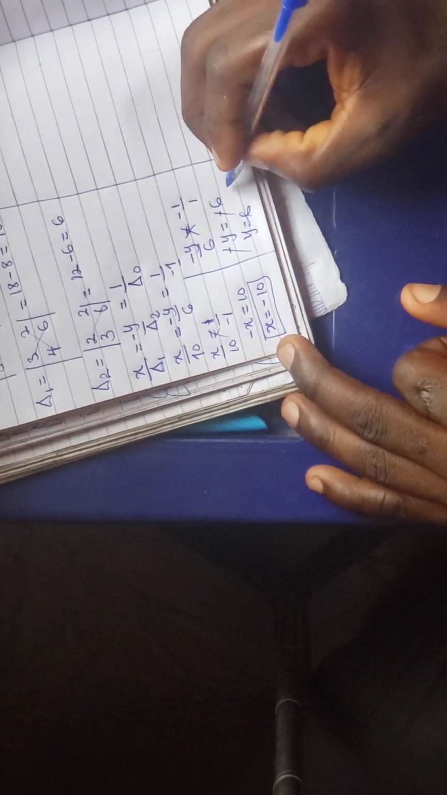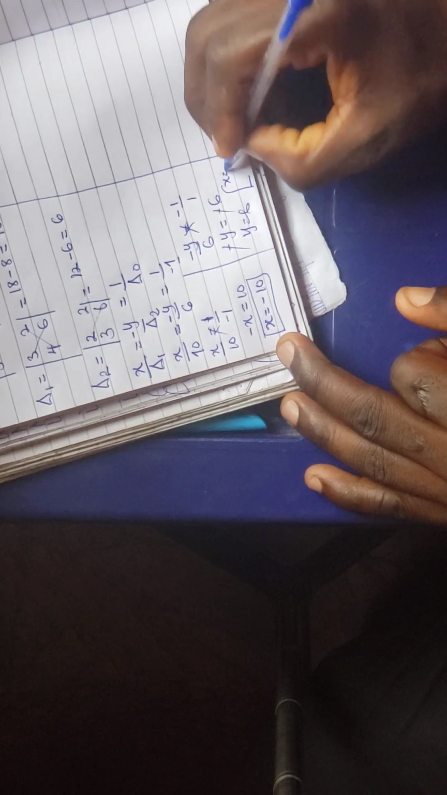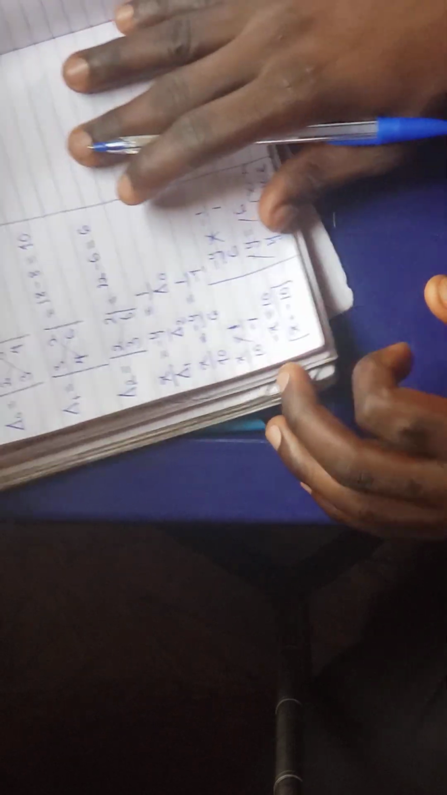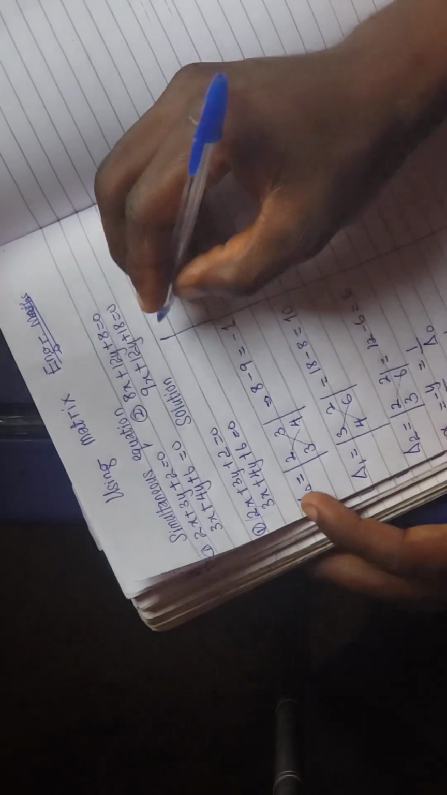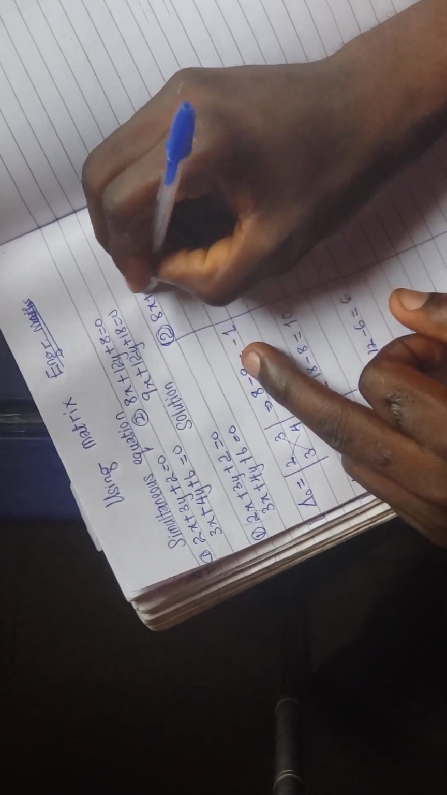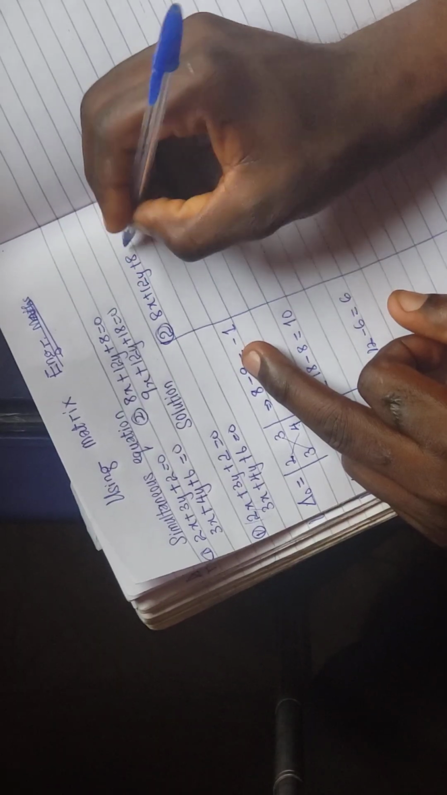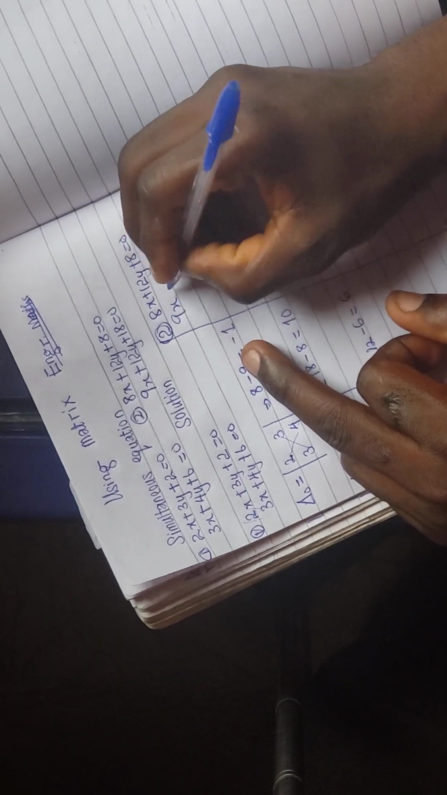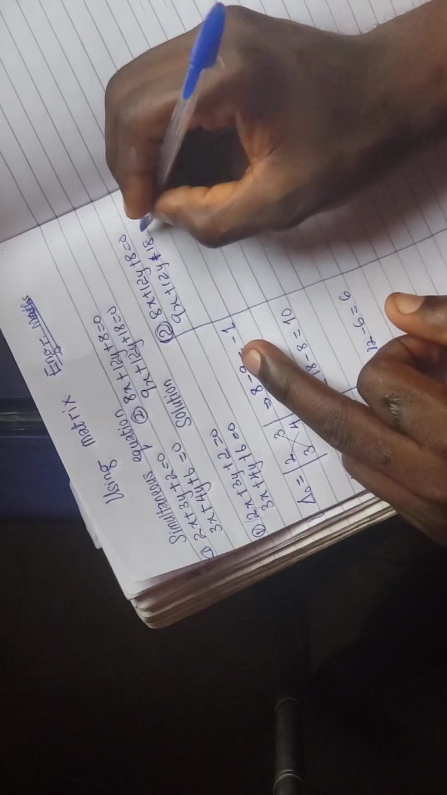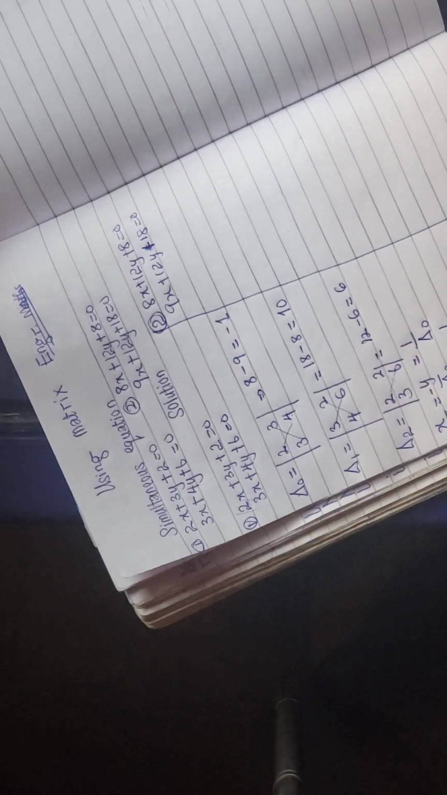Therefore x is equal to minus 10, and then y is equal to 6. That is that. It's not hard. Simple. So the next question is 8x plus 12y plus 8 is equal to 0, 9x plus 12y plus 18 is equal to 0. So this is plus, not minus.